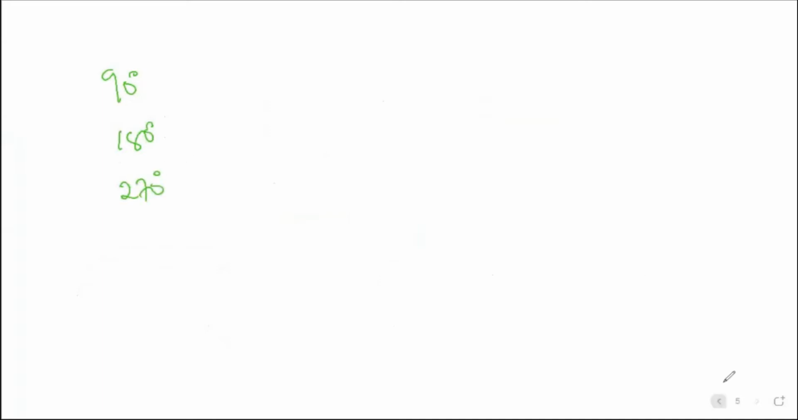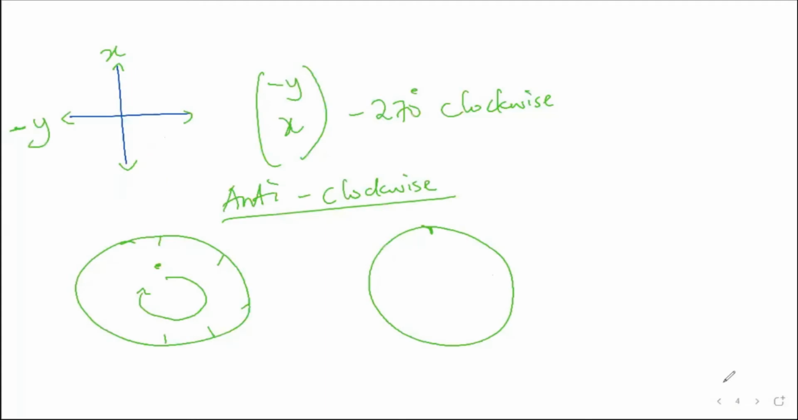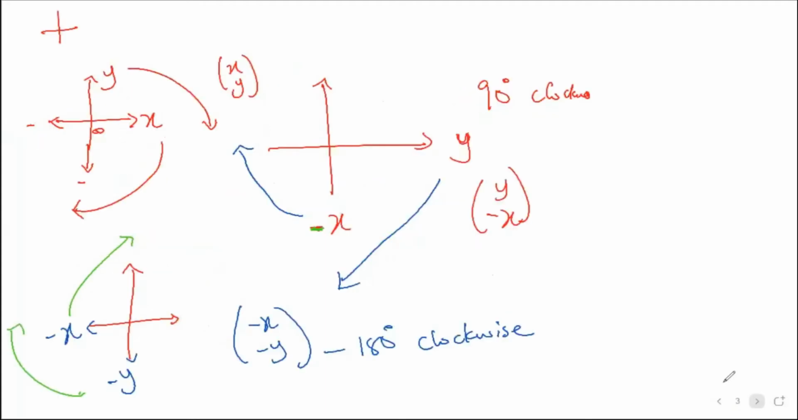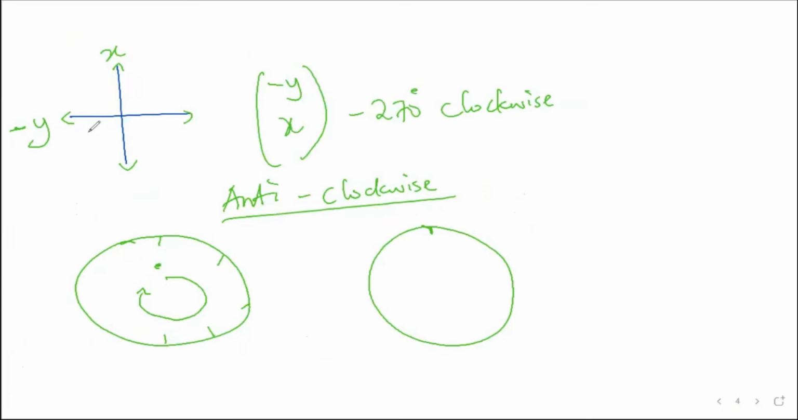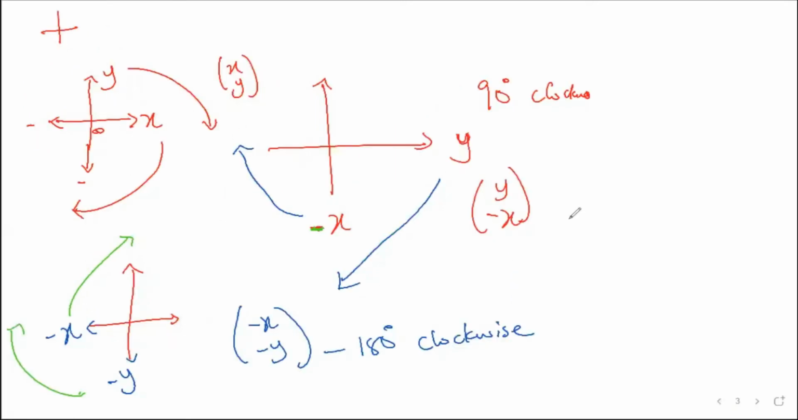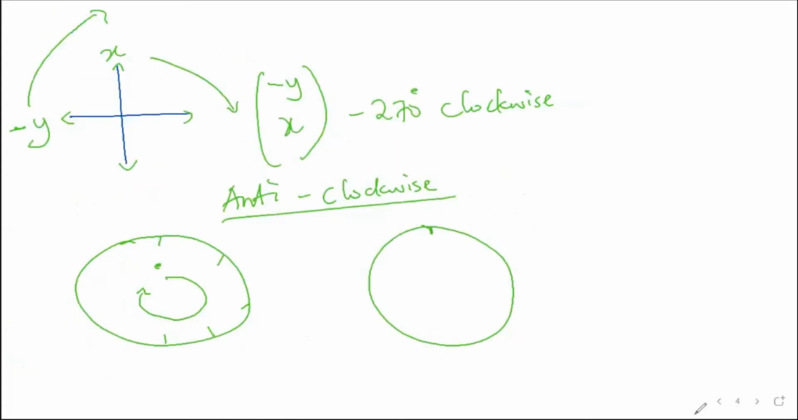When it says 360, 360 is when it gets back to its original position. So if it is 360, it means the x will come here and the y will come up, obtaining its original position as the one we started with. So do the clockwise and the anti-clockwise and let's see. Okay.